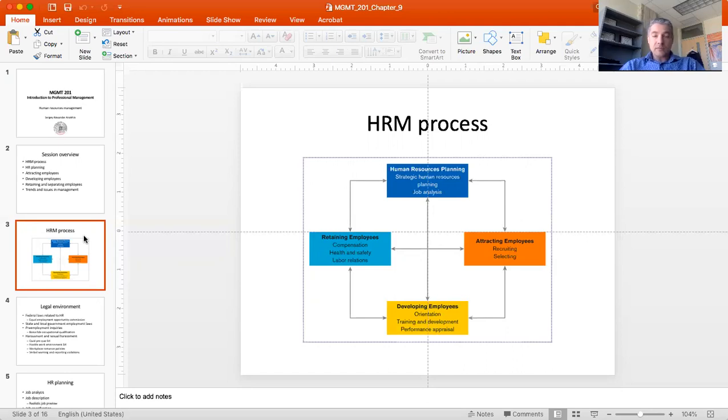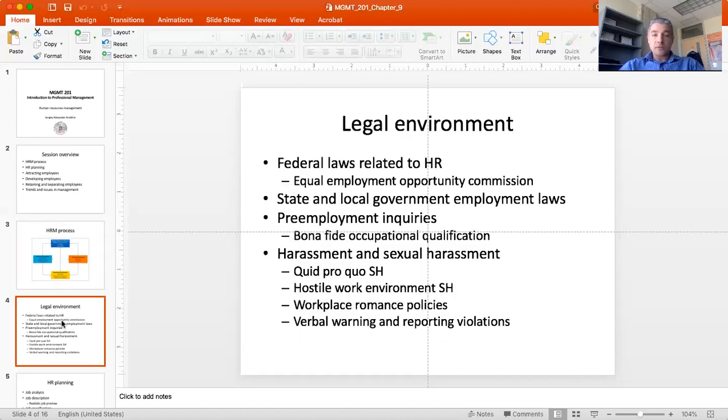And then once you have the people that perform the functions that you need them to perform, you have to work hard to retain them. There are multiple ways you can do that. You do compensation policies, health and safety. You definitely have to comply with regulations. So we'll talk about that in turn. But we're going to start with legal environment.